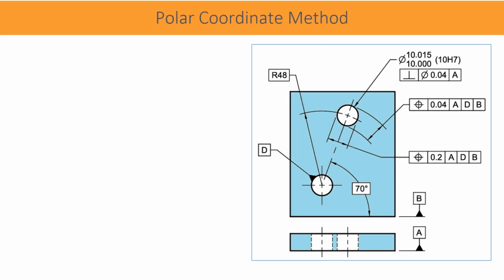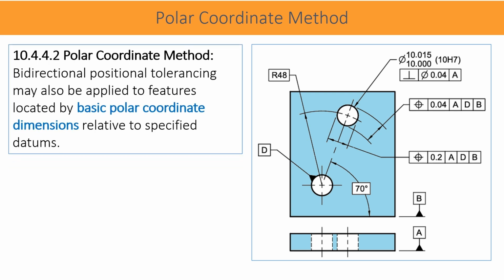Similar to the rectangular coordinate method in bidirectional positional tolerancing, the polar coordinate method is also used in geometric dimensioning and tolerancing. Polar coordinates are radius and angle relative to specified datums A, D and B. In the given example, the position of a feature of size is given in radial and angular directions separately. The purpose of giving separate controls is the tolerance requirement, which is different in different directions: 0.04 in radial with basic dimension 48, and 0.2 in angular with basic angle 70 degrees.